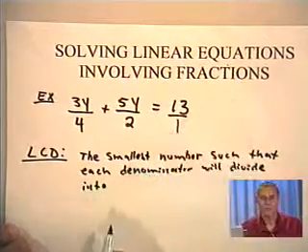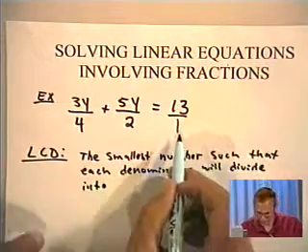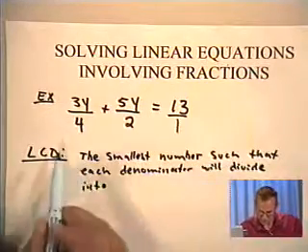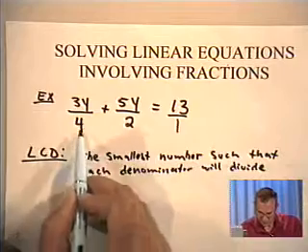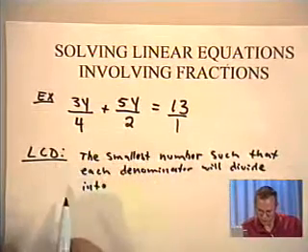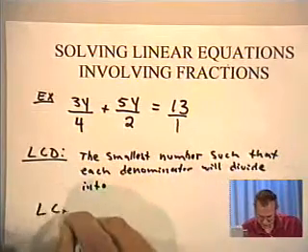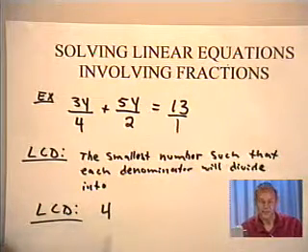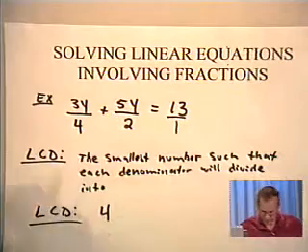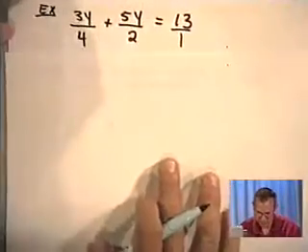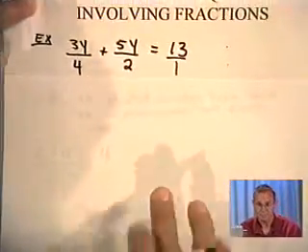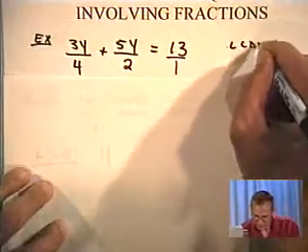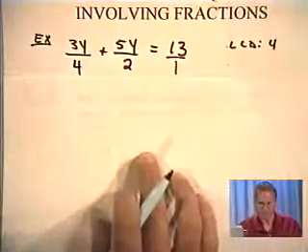I could actually think of 13 to have a denominator of 1. So let's see. I'm looking for the smallest number that a 4, a 2, and a 1 will all go into. And of course, in this problem, our LCD is 4. Okay? Now, I said we're going to try to make this problem a little easier. Again, I came up with an LCD of 4.